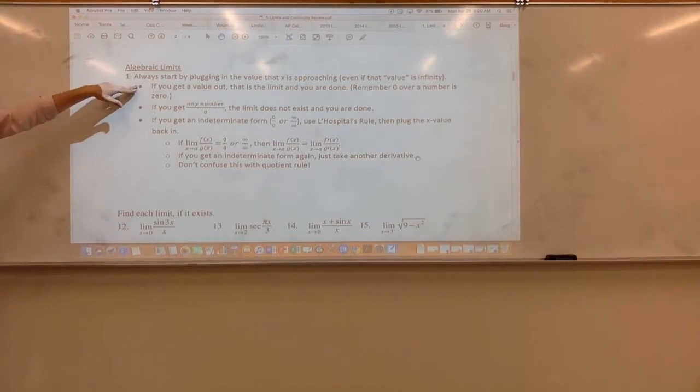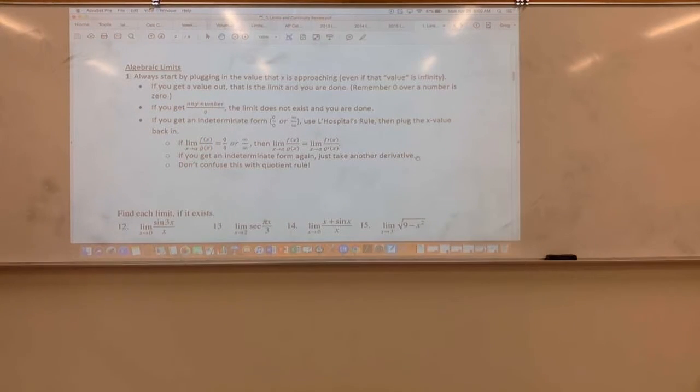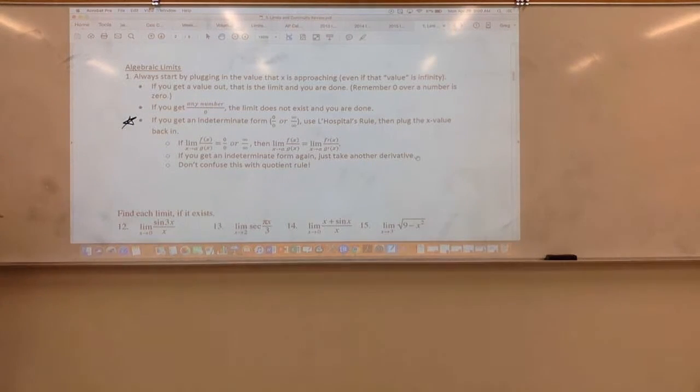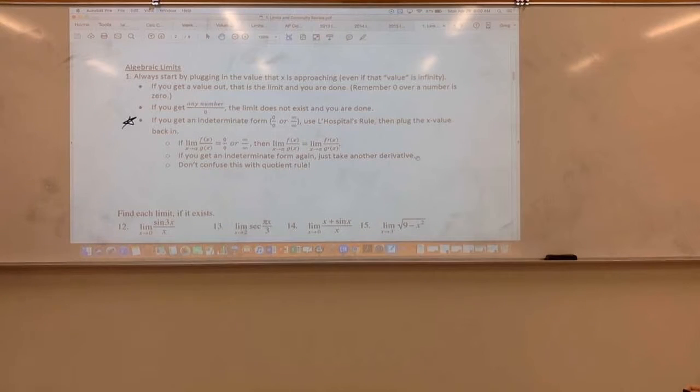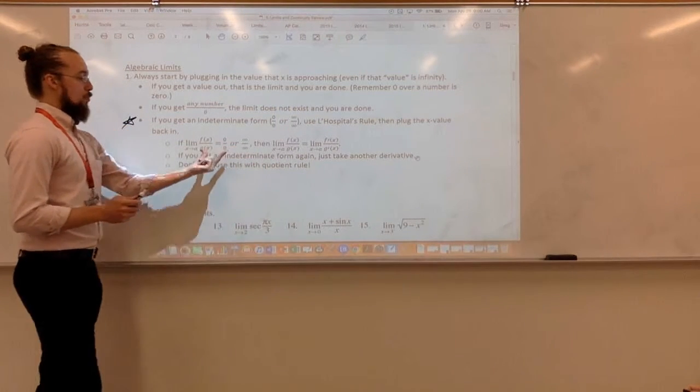If we get an actual number, that's it, we're done. That's the answer. If we get something over 0, the limit doesn't exist, and we're done. The third option, which is going to be the more common one, is if we get an indeterminate form when we plug in our value, which means, for our purposes, 0 over 0 or infinity over infinity. I mentioned before there are other indeterminate forms, but those are the ones that we'll see, 0 over 0 or infinity over infinity. Then we use L'Hopital's rule.